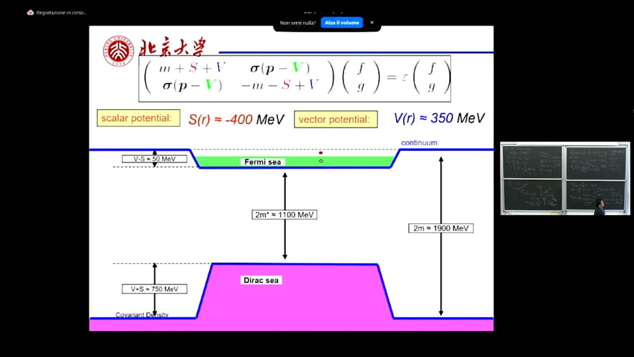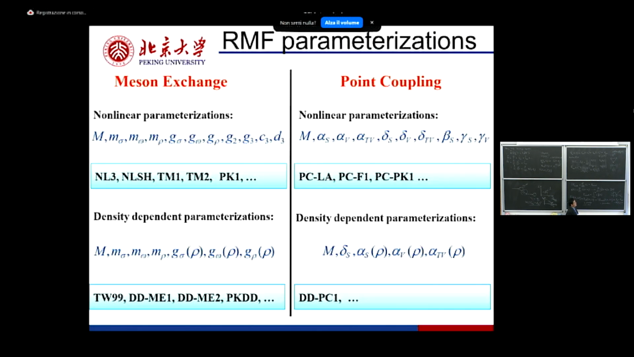And then this part is the lower part, which has the 700 MeV. This is the Dirac sea part. So essentially, this is the equation of motion we have to solve. But before we solve that, we didn't mention something yet.